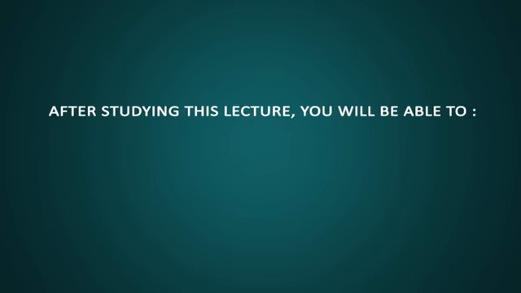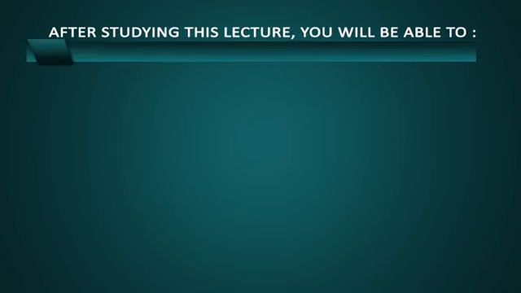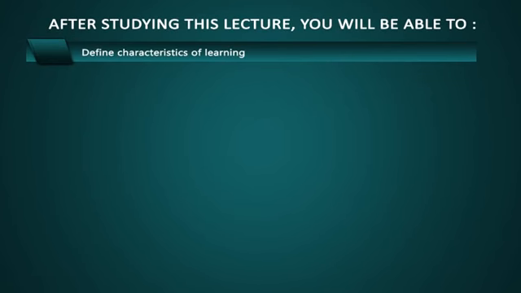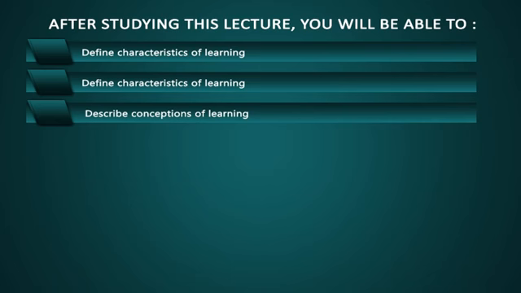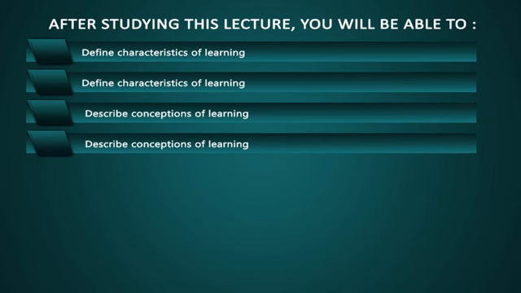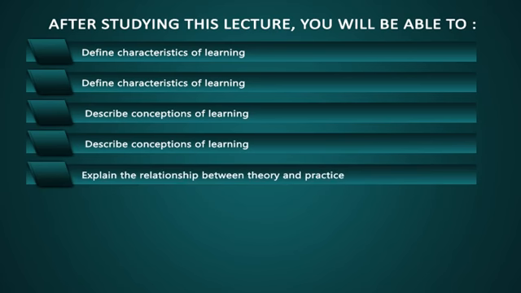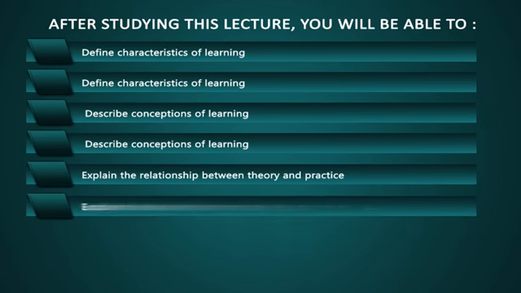Hello students, welcome to the lecture on learning, and after the lecture we will be able to learn the following objectives. Define the characteristics of learning, explain the principles of learning, describe the conceptions of learning, define evolving theories of learning, explain the relationship between theory and practice, describe the different types of learning theory.